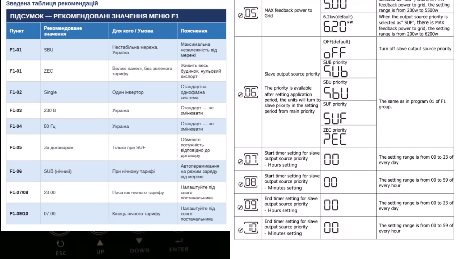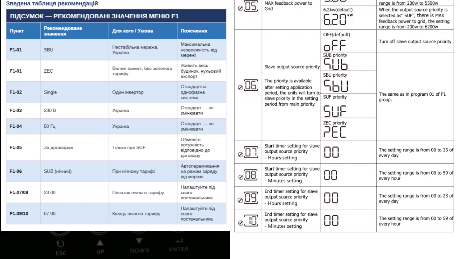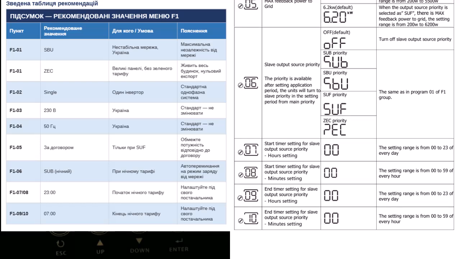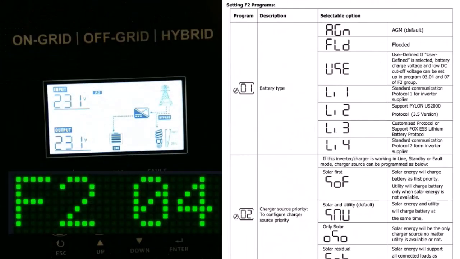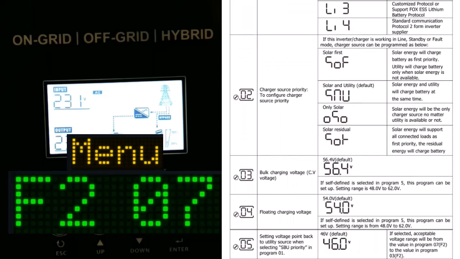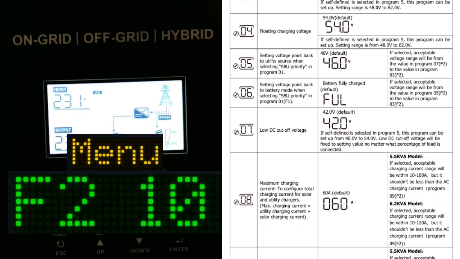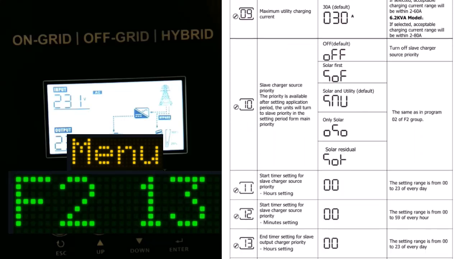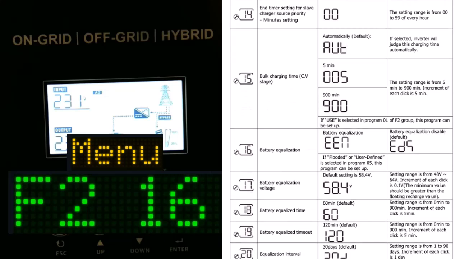Next video, the F2 menu. It's the largest section in the entire inverter menu, 27 parameters, all about the battery. Charge voltages, currents, cutoff thresholds, balancing. We'll go through all of it in detail, with specific figures for different battery types. See you then.